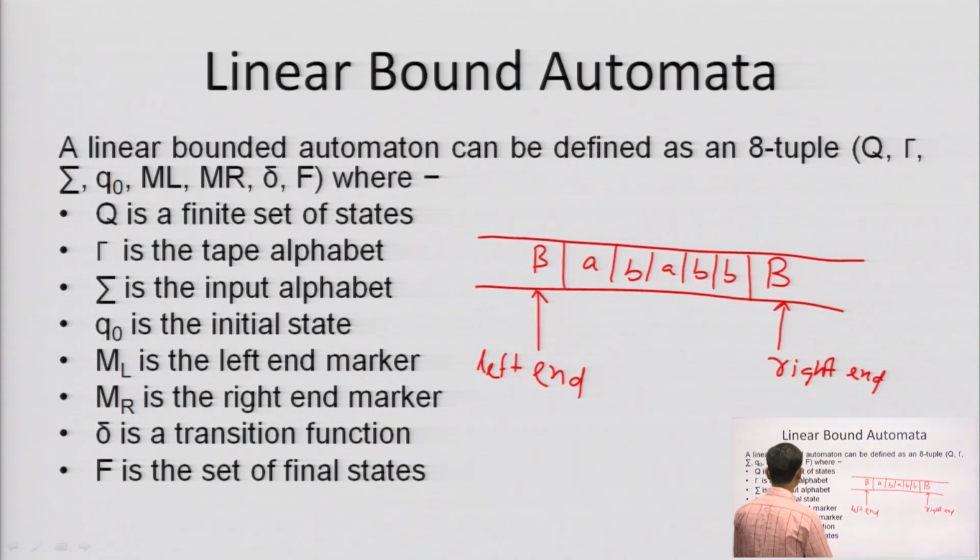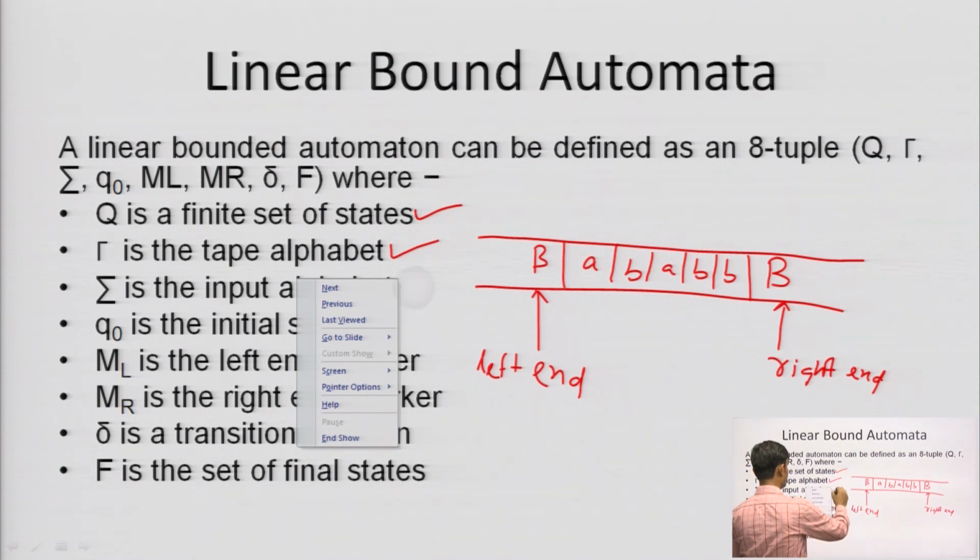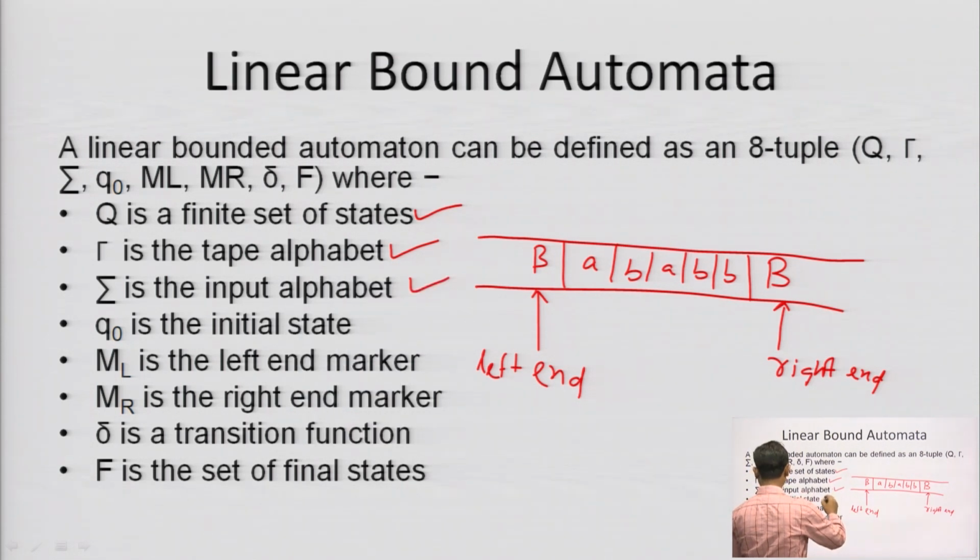So here Q is a finite set of states, sigma is the input alphabet, tau is the tape alphabet, and Q0 is the initial state. ML is the left end marker and MR is the right end marker.